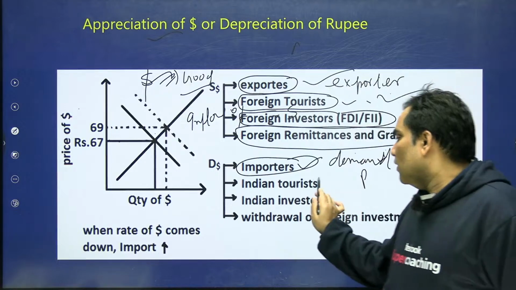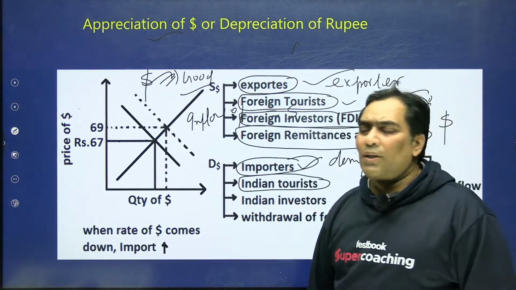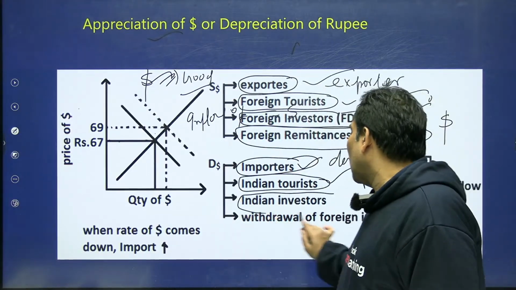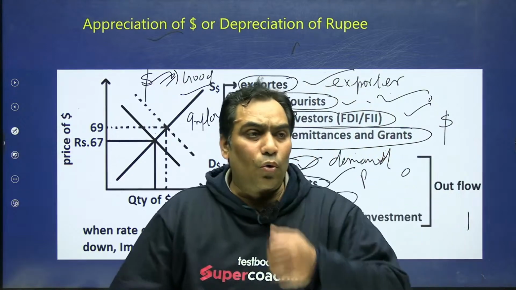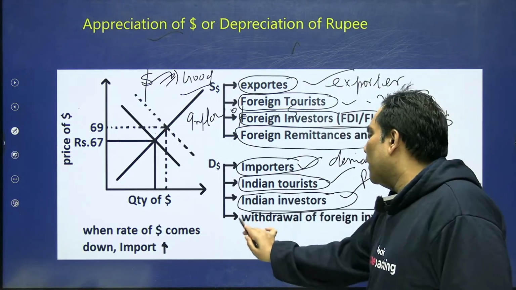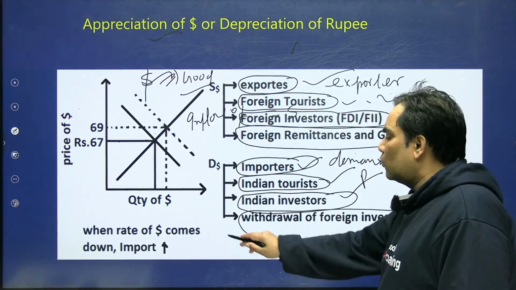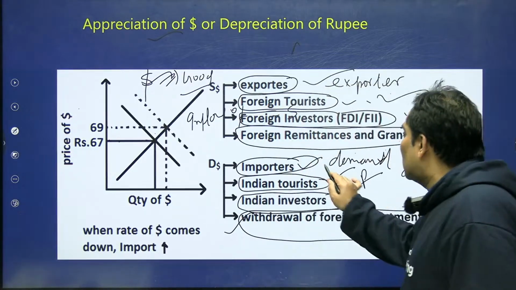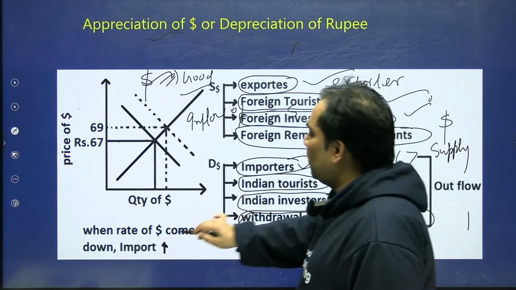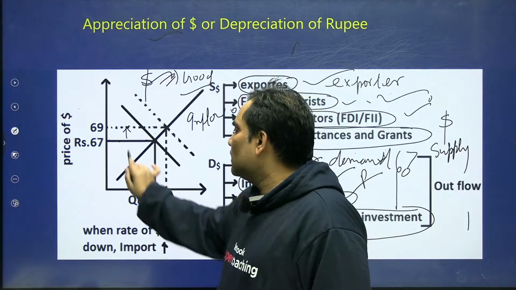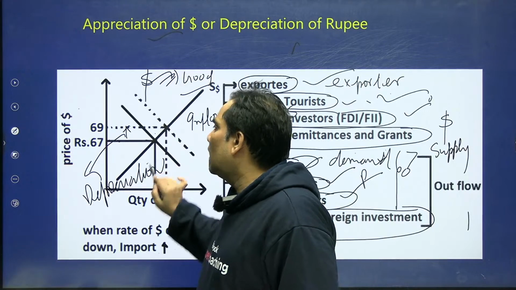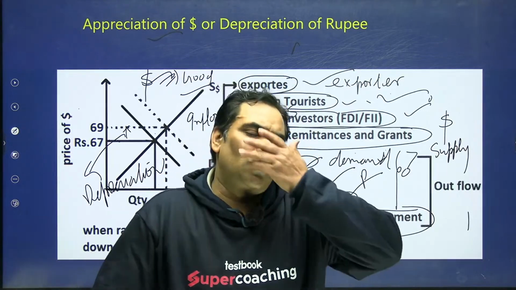And Indian tourists, that means any Indian tourist who is going to visit a foreign country, will demand the dollar. Similarly, when an Indian investor is going to invest in a foreign country, they will also demand the dollar. Similarly, withdrawal of foreign investment will also demand the dollar. So that means if demand has increased more than supply, then there will be appreciation in the value of the dollar, and that is nothing but depreciation in the rupee. So how the value is determined under the floating exchange rate system, we discussed it.